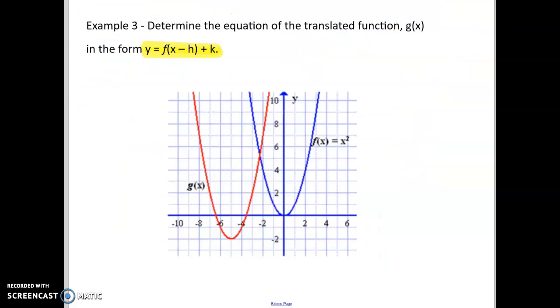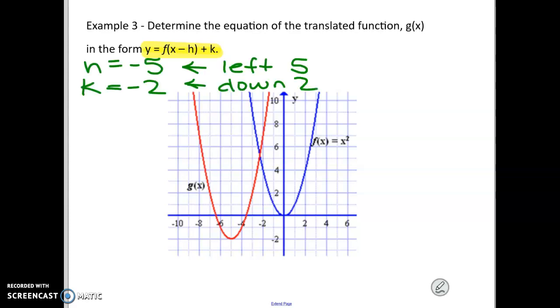Okay, here what we've got is our original function is the blue graph of f(x) = x squared. And the new graph is g(x), the red graph. So I want to know, how did I move from the blue graph to the red graph? Let's just say this in words. How did we move over? How did we move up or down? So looking here, from vertex to vertex, our graph has moved over 1, 2, 3, 4, 5. So left 5 and down 2.